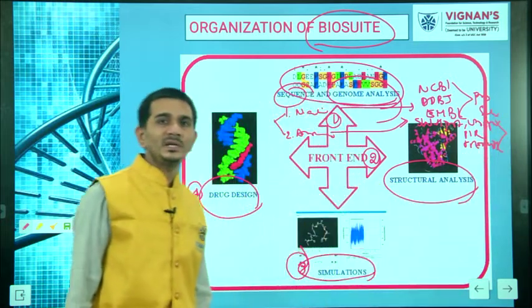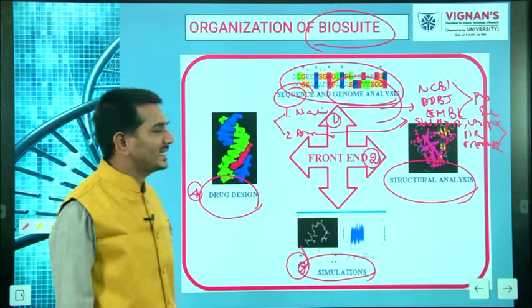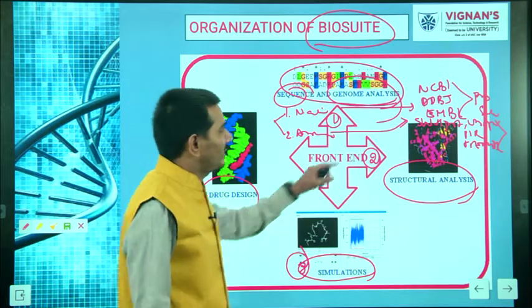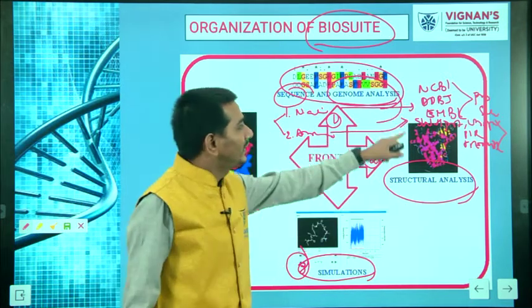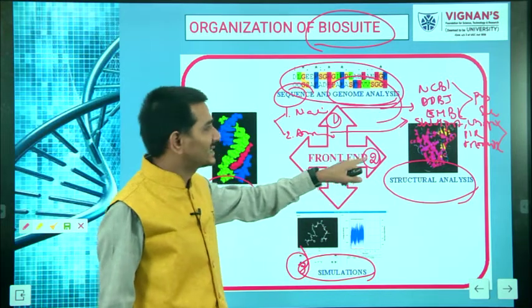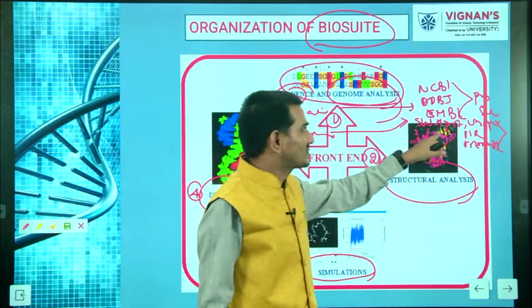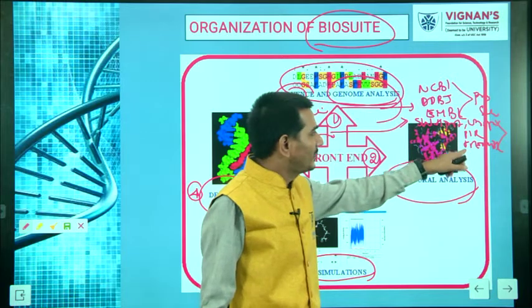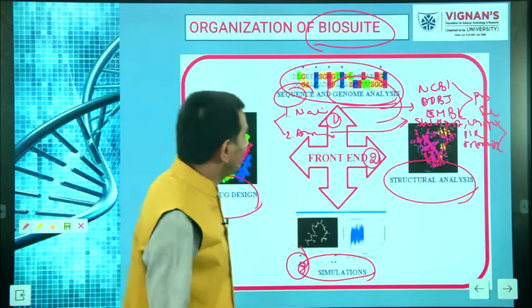So we have basically two types of sequences. The first one is nucleic acid sequence, which can be retrieved from databases like NCBI, DDBJ, and EMBL. And coming to the second set of sequence, that is amino acid sequence, it has databases like SwissProt, UniProt KB, PIR, and translated EMBL.